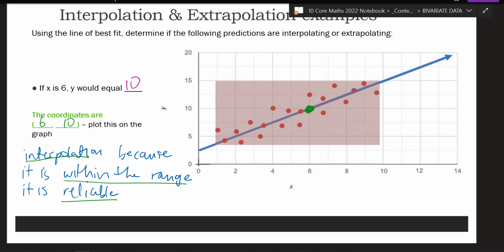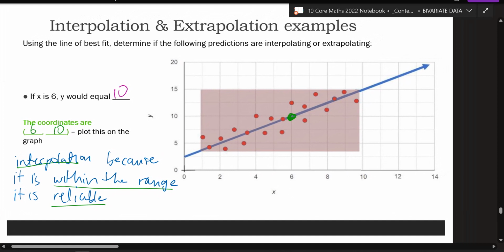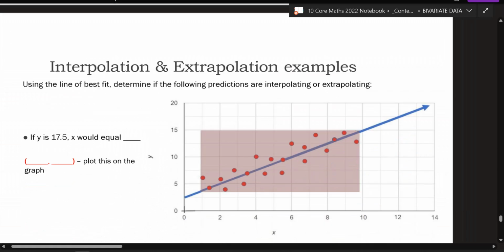Okay. So Jacob, can you tell me the difference between interpolation and extrapolation? No. Okay, make sure you're listening. Francis, tell me the difference between interpolation and extrapolation. All right, make sure you're listening, please.